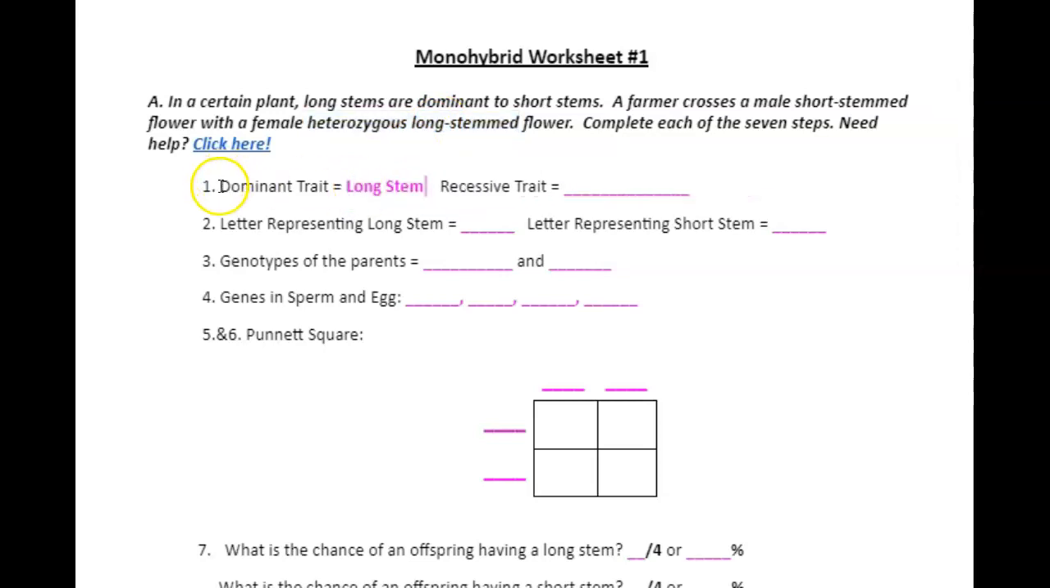So on your worksheet, I would like you to write next to number 1, dominant trait equals long stem. You can just write dominant equals long stem or long. Recessive equals short stem.